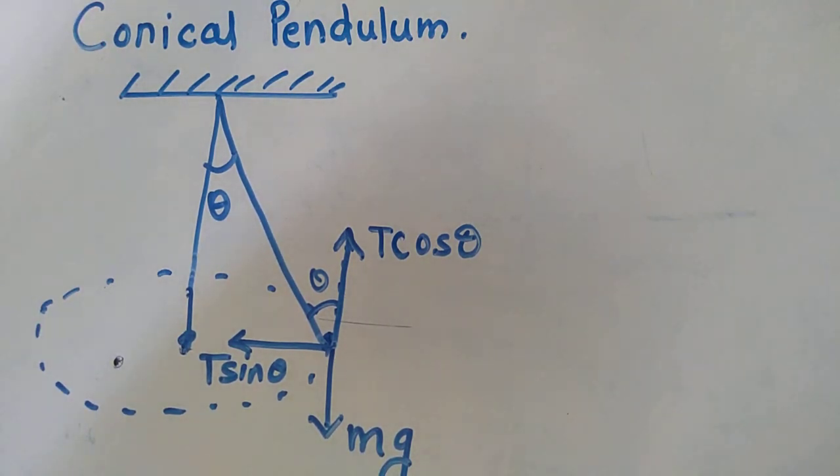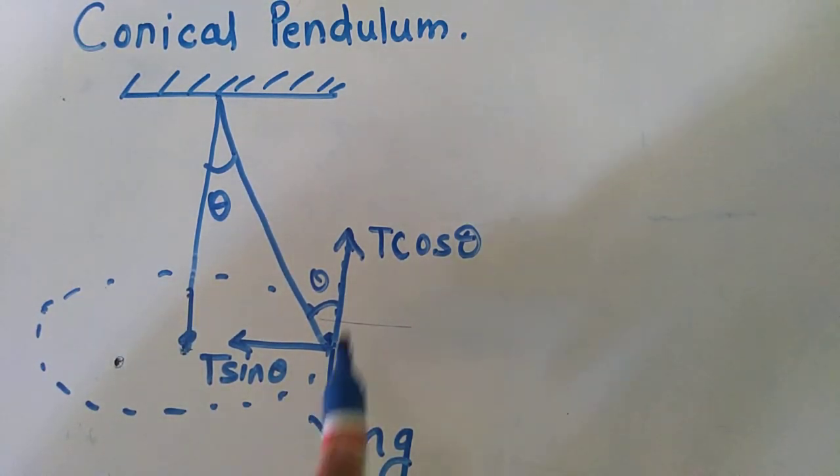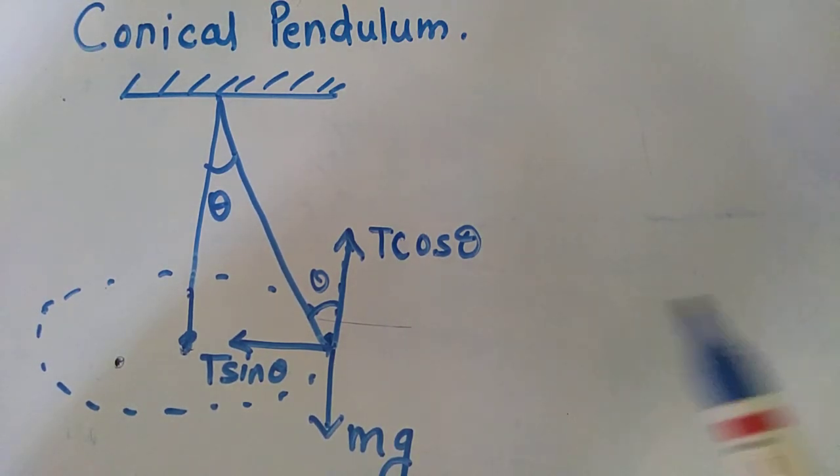So in the last lecture we saw the banking of road, the derivations, the upper speed limit and lower speed limit, with friction and without friction. Now in this lecture, we will see the conical pendulum, where the pendulum bob is moved in a horizontal plane, and the second topic we will discuss is vertical circular motion.